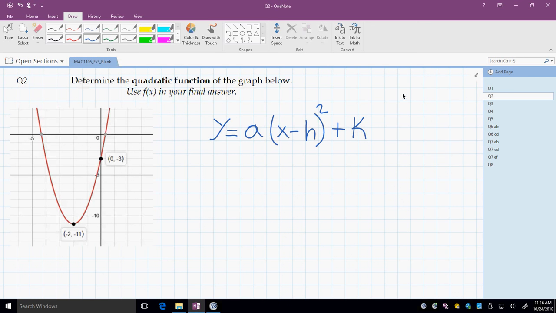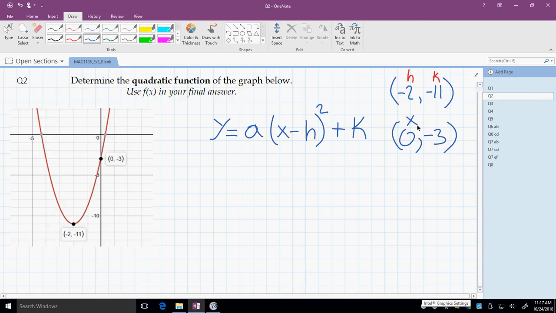Our vertex is -2, -11, and that's our h and k. Do you remember that? And the y-intercept is going to just be a point. It's going to be x and y. So here we have all the values that we need to plug into our formula.